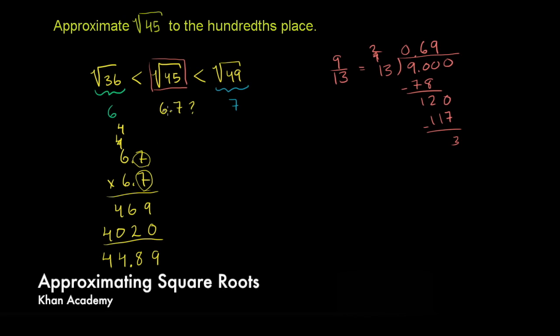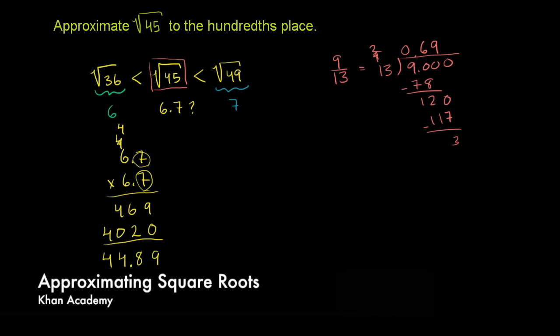So 6.7 gets us pretty close, but we're still not right to the hundredth. Well, it's definitely not to the hundredths place. We've only gone to the tenths place right over here. So if we want to get to 45, this 6.7 squared is still less than 45, or 6.7 is still less than the square root of 45.